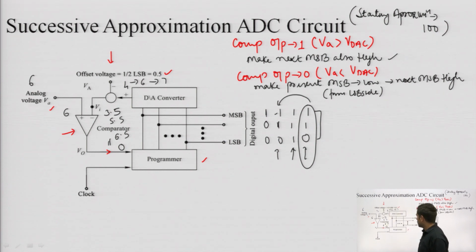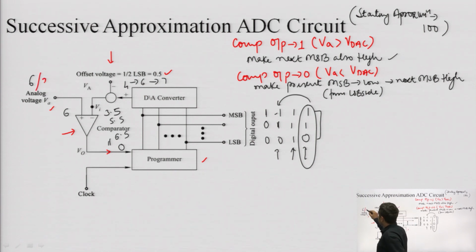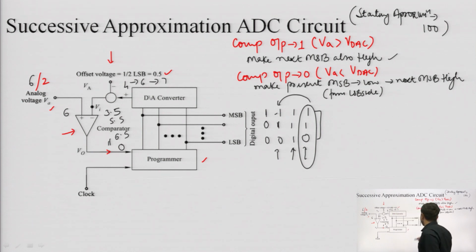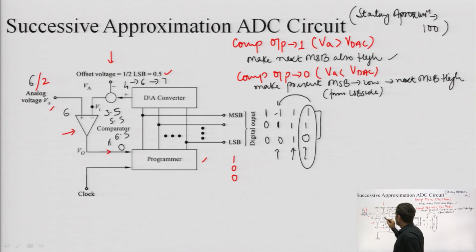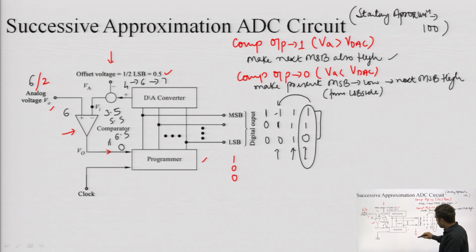We can take one more example in which we have applied, let's say, a value of 2. So for this 2, again approximation will start from 100. So this 100 will be 4. So 3.5 will be there, 3.5 will be greater than 2. So there will be 0 at the programmer output. So in that case, what the programmer will do, it will make the highest MSB 0 and the next one 1. So it will become 0, 1, 0.